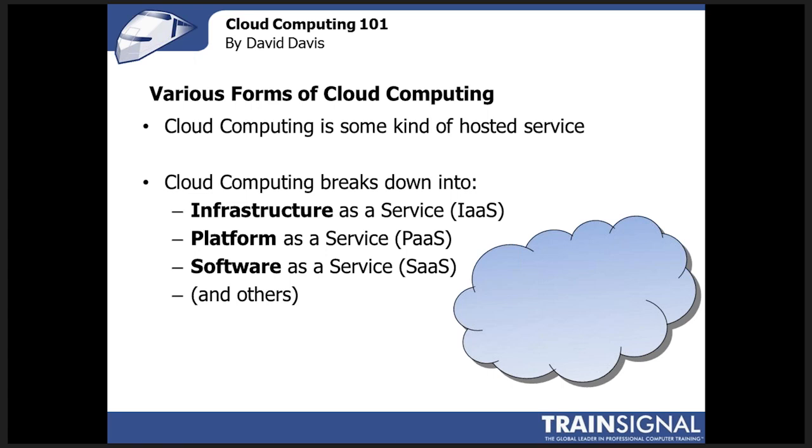So the three main forms of cloud computing are infrastructure as a service, or IaaS, platform as a service, or PaaS, and software as a service, or SaaS. And there's many more. So you could have desktop as a service, or disaster recovery as a service, or resource management as a service. The list could go on and on. But these are really the three main forms of cloud computing: infrastructure, platform, and software.